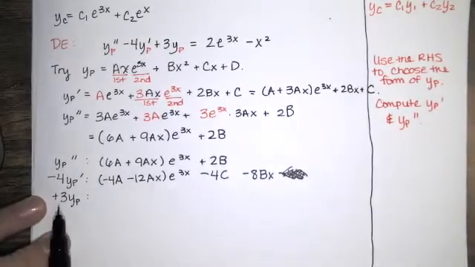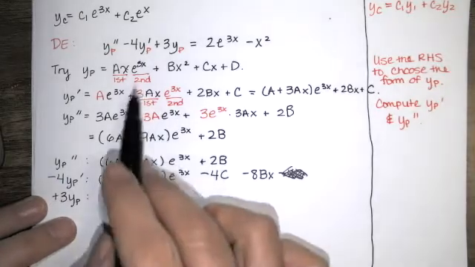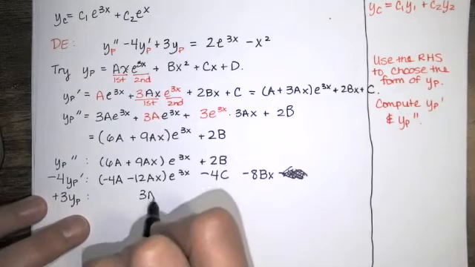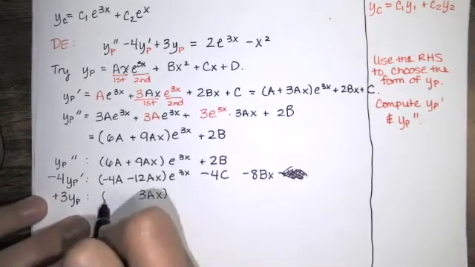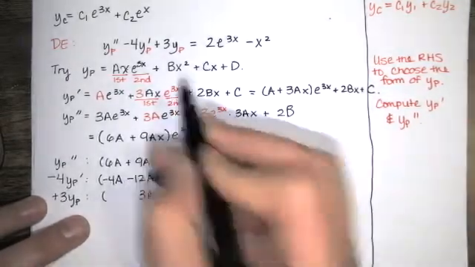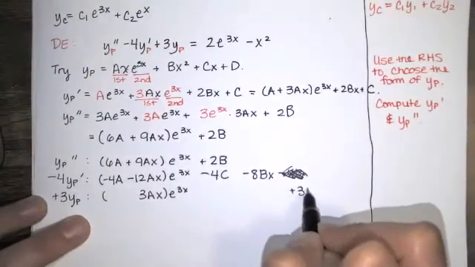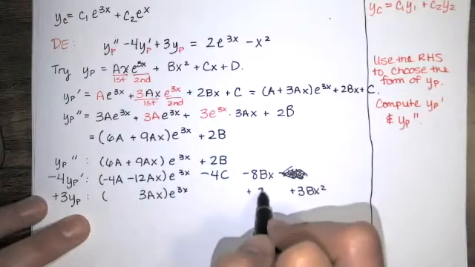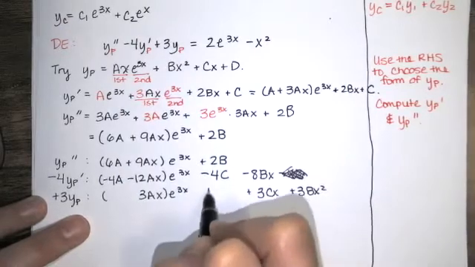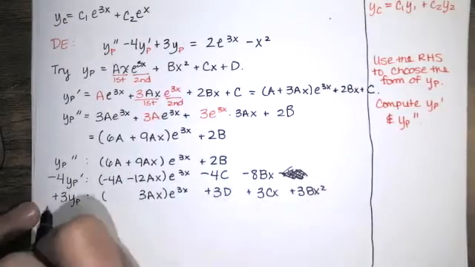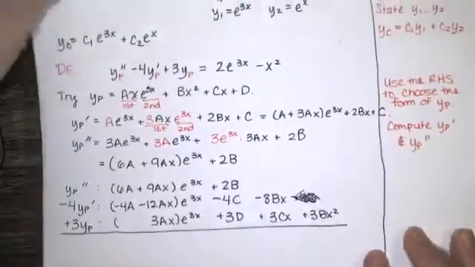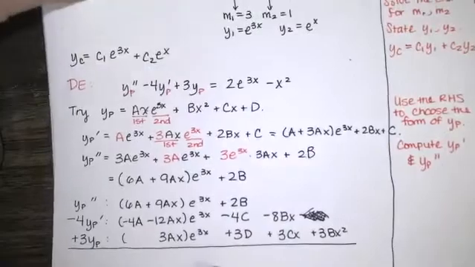Okay, and then we want 3 times y sub p down here. So I've got 3ax times the exponential. And 3bx squared there, and 3cx there, and 3d here. And when you add all of those guys together, that is your left-hand side of that differential equation.